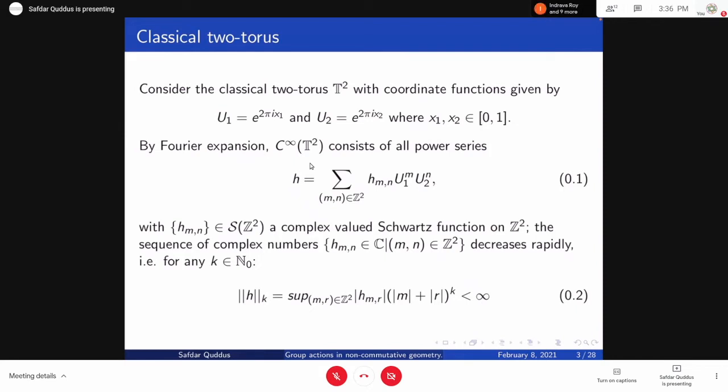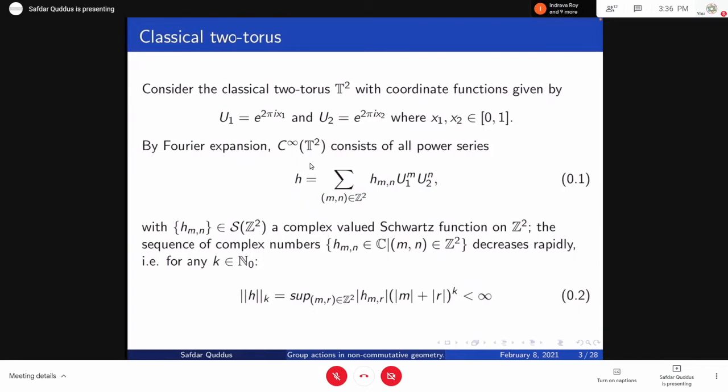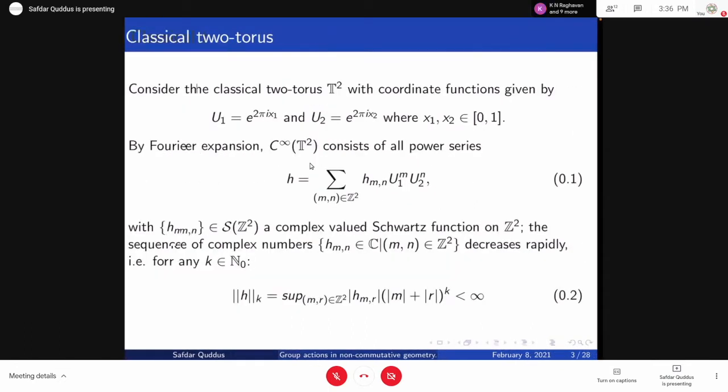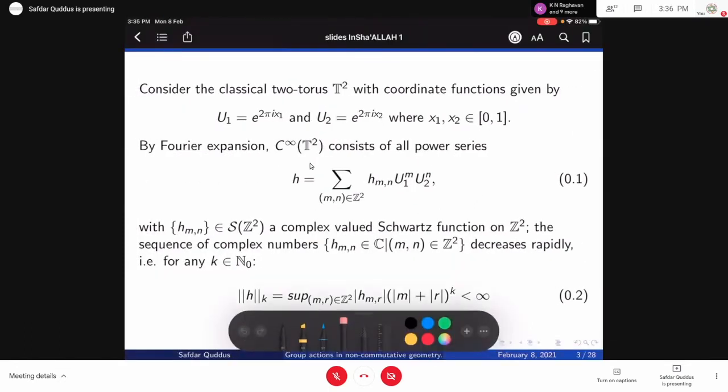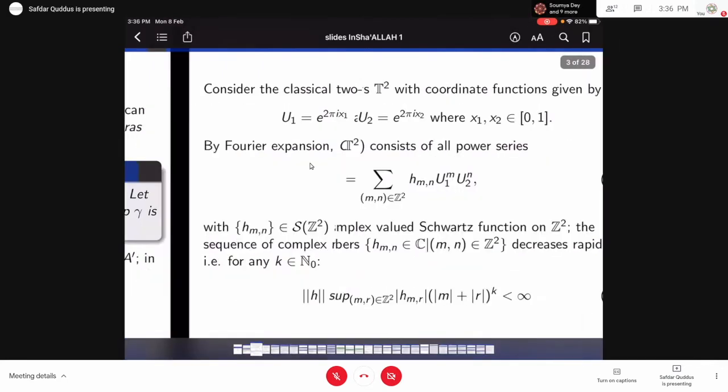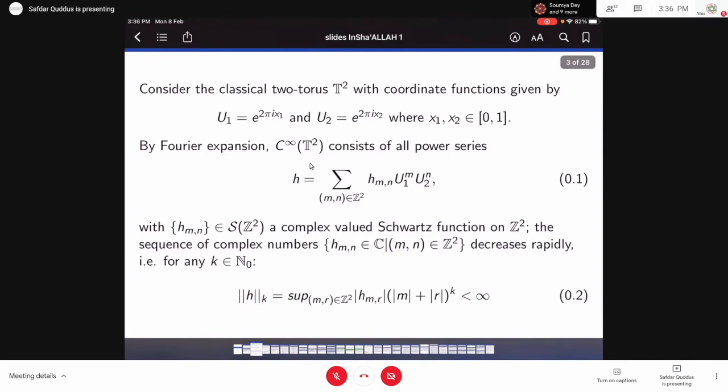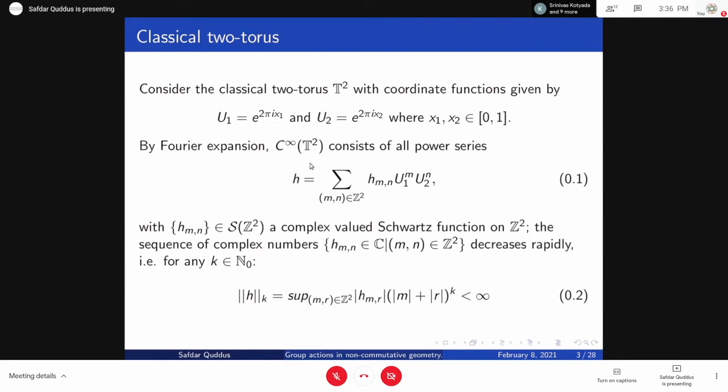We also should have the coefficients decaying. The coefficients should decay at a more than polynomial rate, and this is the expression which is very well known. This is the classical two torus, and how a smooth function on it is represented.